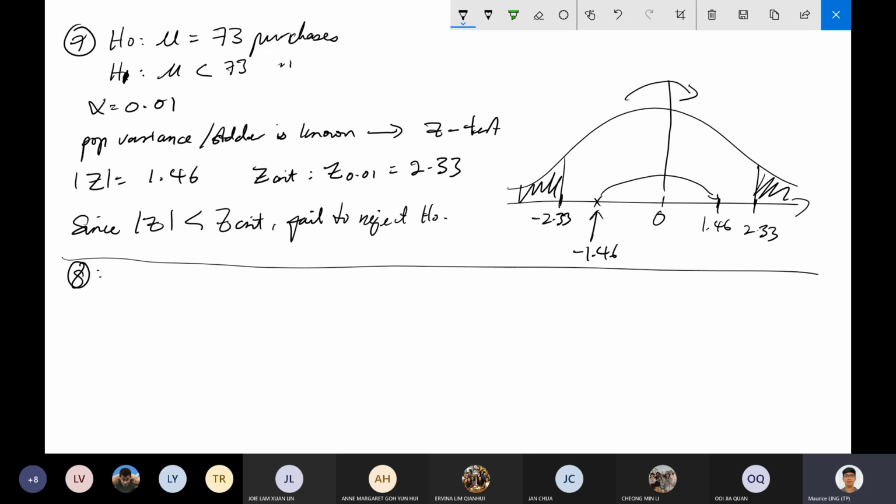Okay, so question number 8. The average cost of 1 kg of rice last year is $3.47. From a sample of 15 suppliers, the mean is $3.56, with a standard deviation of 97 cents. Is there enough evidence that the cost of rice has fallen? So the null hypothesis, again, is the original $3.74 per kg.